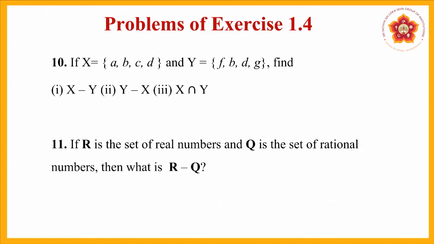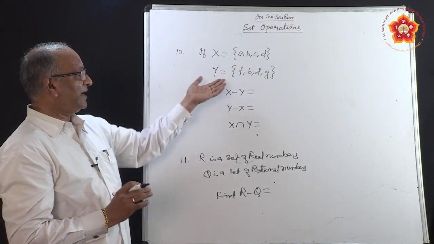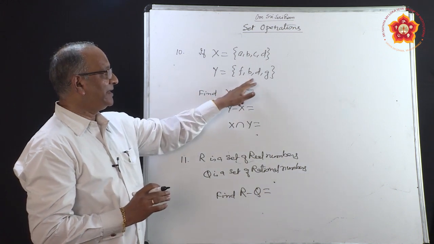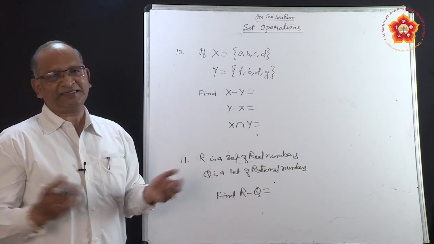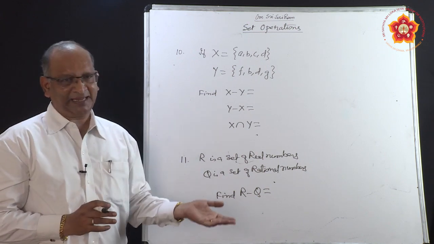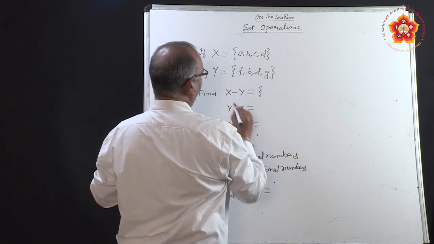Let us come to the last part of this session. We have two problems. Set X contains the elements A, B, C, D. Set Y contains the elements F, B, D, G. He is asking what is X difference Y. What is X difference Y? Elements which are in X but not in Y. So write down the elements which are in X but not in Y.